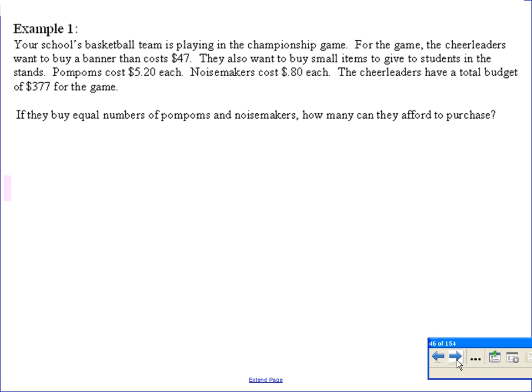So, what is X going to represent in this problem? Adam? Good. The number of each item that they can purchase. So put down on your paper, in your note packet, X is the number of each item that they can purchase.